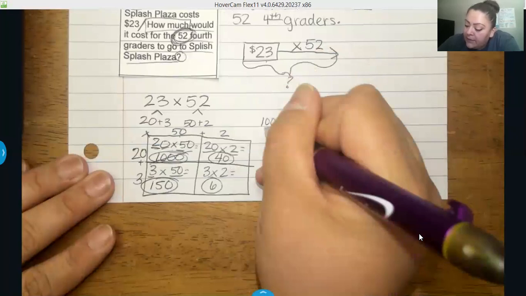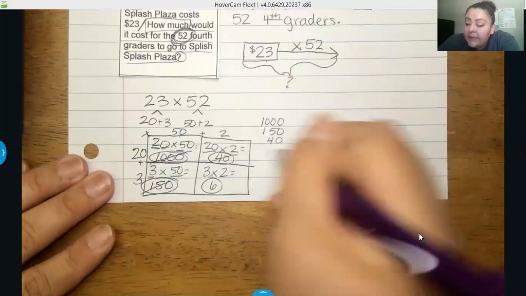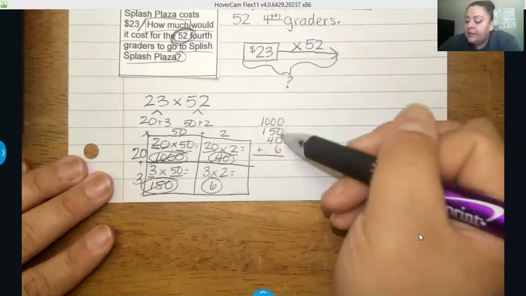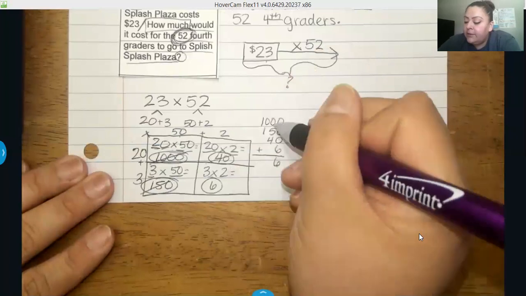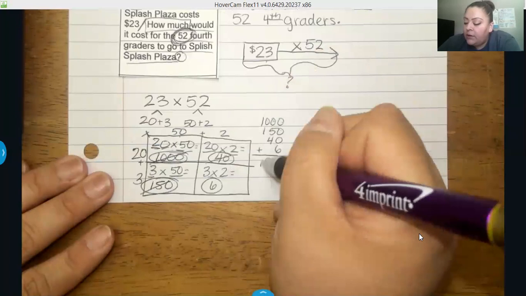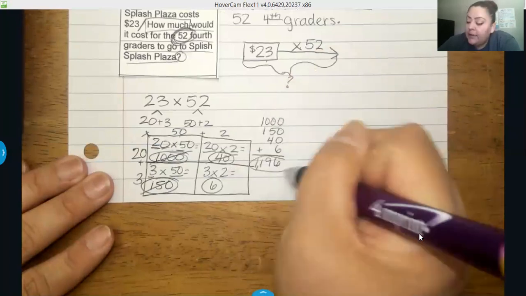So I start with 1,000, my biggest number, cross it out. 150, cross it out. And look at how I'm lining them up correctly. If you don't line them up correctly, it's going to mess it all up. So 6 is 6. 5 plus 4 is 9. 1, 1, and then 1. So 1,196.